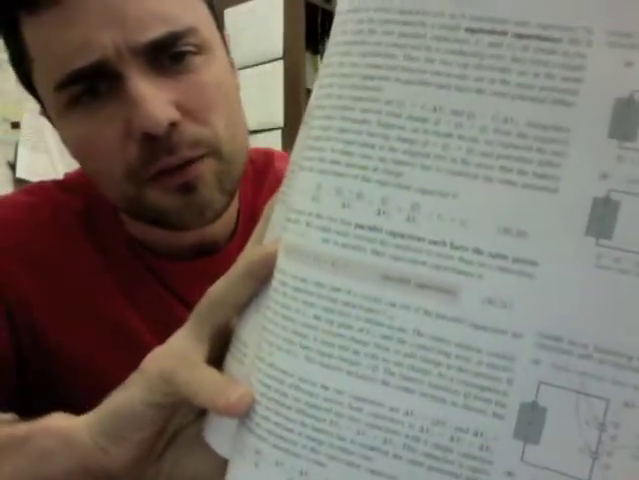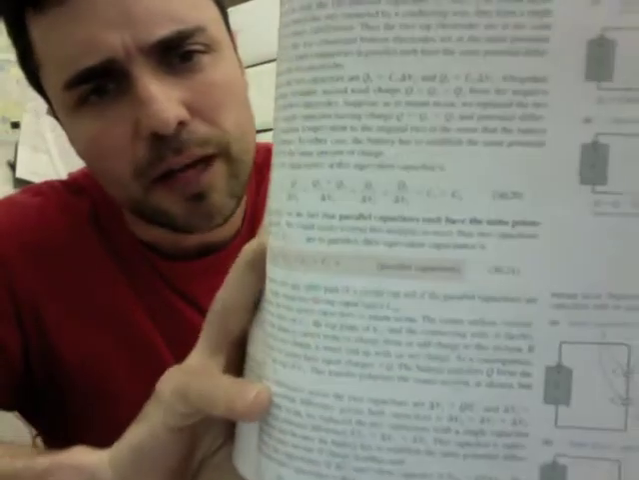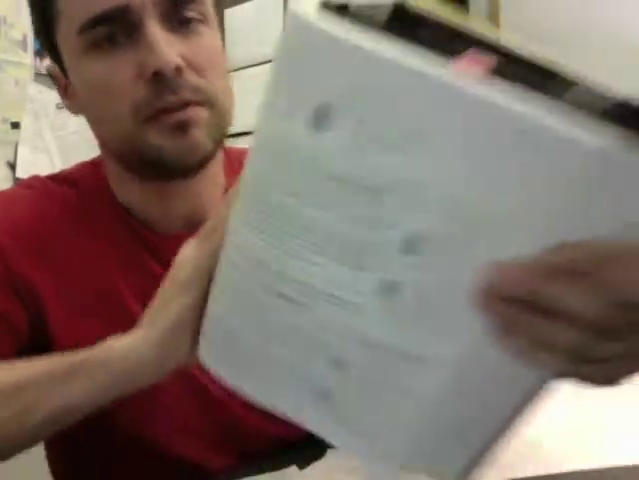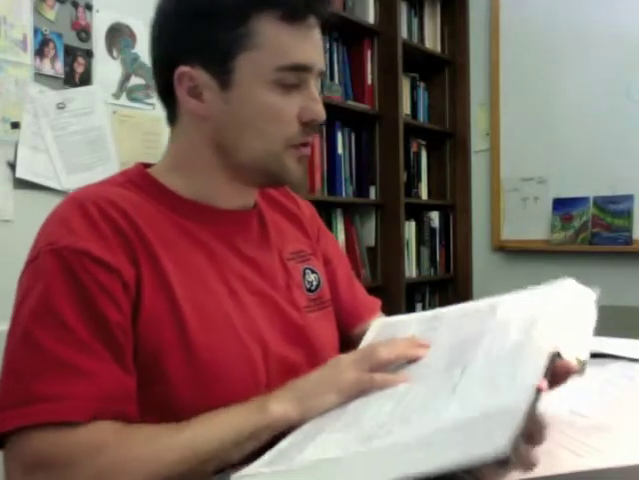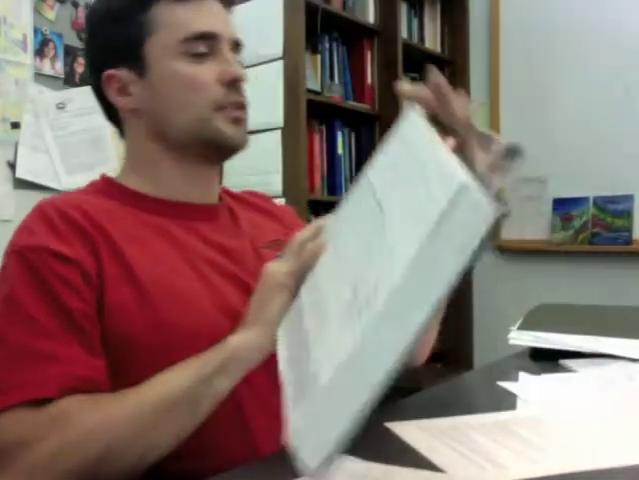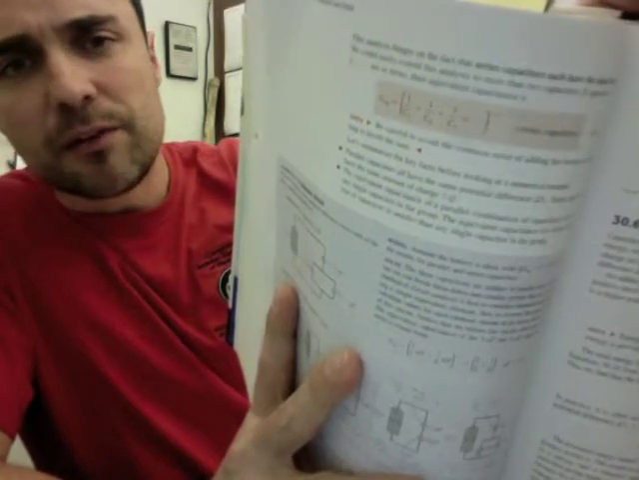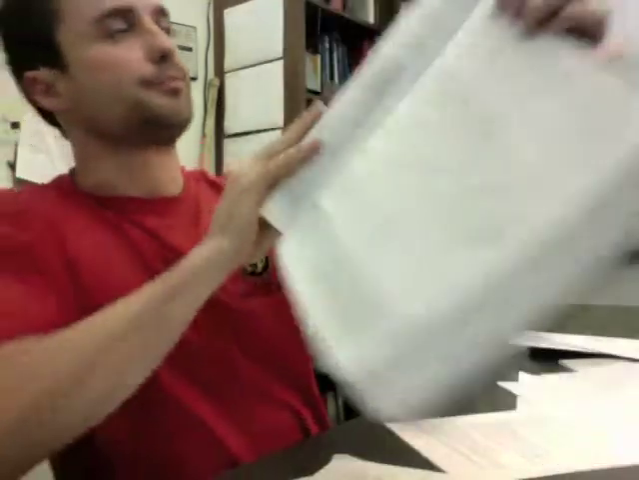Okay, so there's equation 30.21 on page 925, which is the capacitance for a bunch of capacitors all hooked in parallel. It's just the total capacitance is the sum of all the individual capacitances, parallel capacitors. And then you can go on to page 926, series capacitors. When you hook capacitors in series, the equivalent capacitance is the sum of all the reciprocals, and then you take the reciprocal. So let's take a look at my solution.